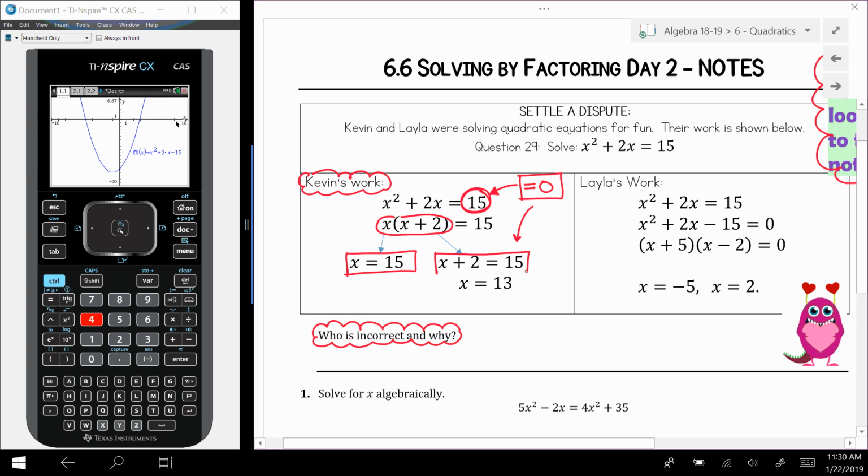And even though he got two answers of 15 and 13, when you actually look at the graph, over here, and again, we had to look at x squared plus 2x minus 15, the answers are actually 3 and negative 5. Whoa, I paused there because silly Layla, she messed stuff up as well. These should have been answers of 3. So they were both incorrect, but Kevin was way more incorrect.